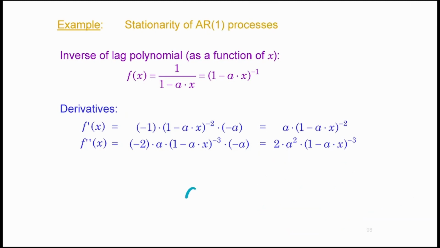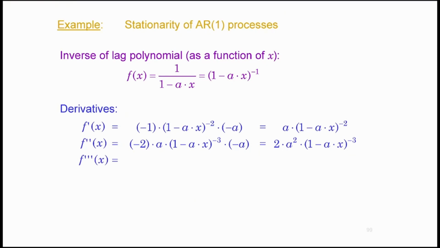The fourth derivative, which I'm expressing like this, accordingly is going to be the factorial of 4 times a to the power of 4, I think, right? So that's going to be times (1 minus ax) to the power of -5. Okay, so this is basically how, using induction, you can find the derivatives. I'm just going to give you another one.